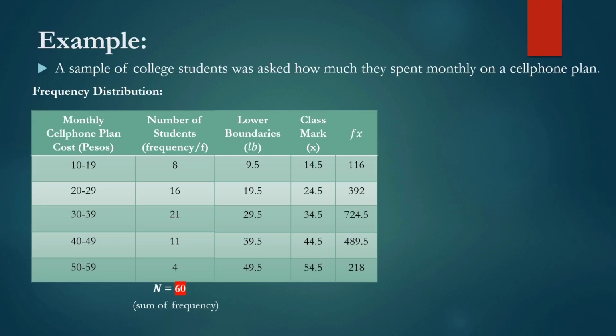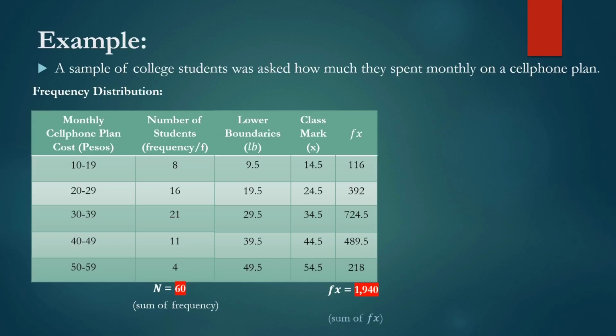After we get all the fx, we are going to get the summation of the fx. 116 plus 392 plus 724.5 plus 489.5 plus 218, and that is 1,490.